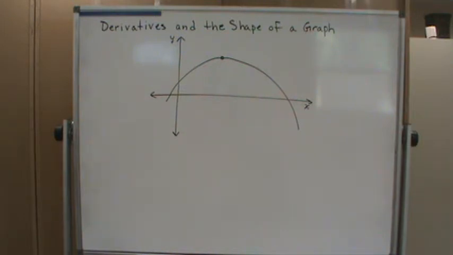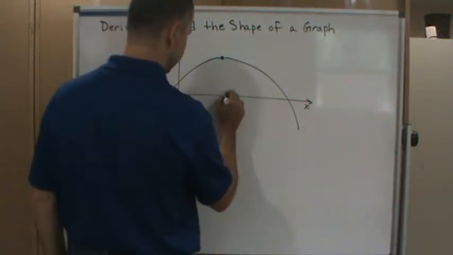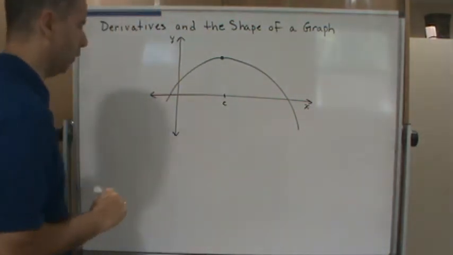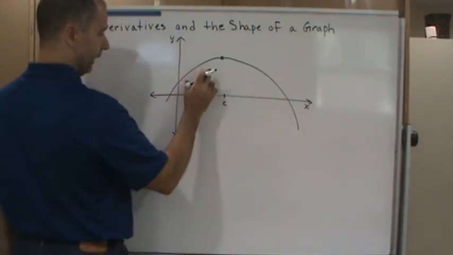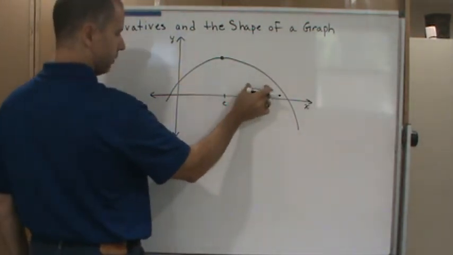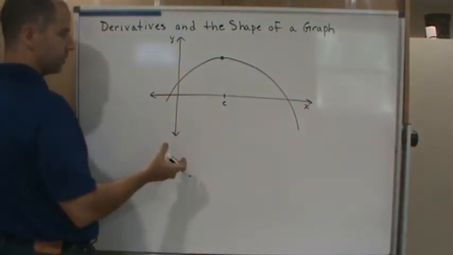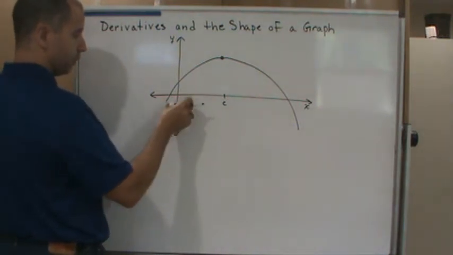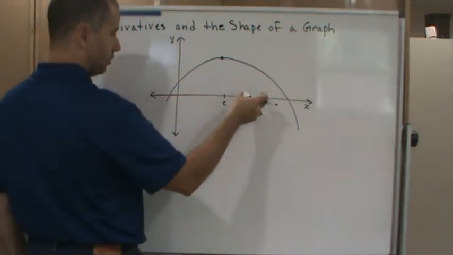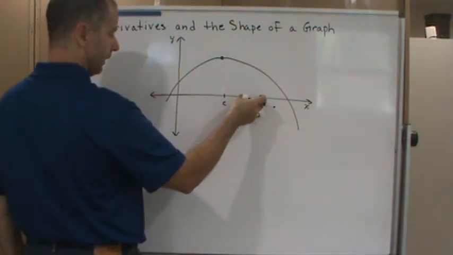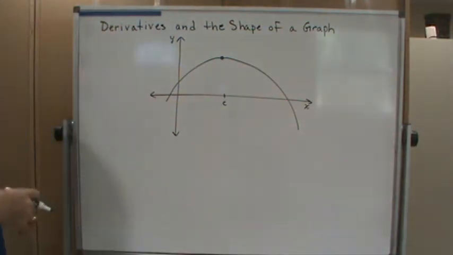Okay? So a continuous function f has a local maximum at point C, if it goes from an increasing function to a decreasing function, and a continuous function f has a local minimum if it goes from a decreasing function to an increasing function as it goes through point C.